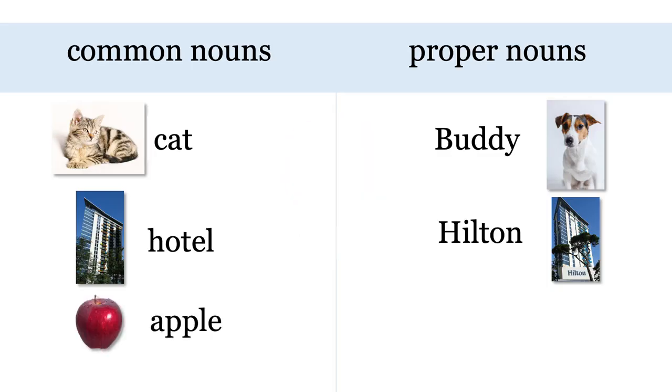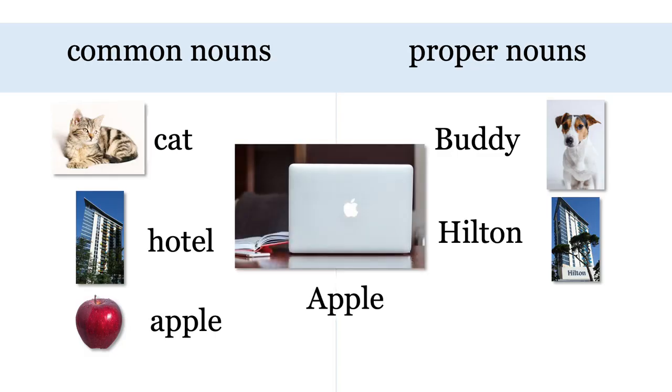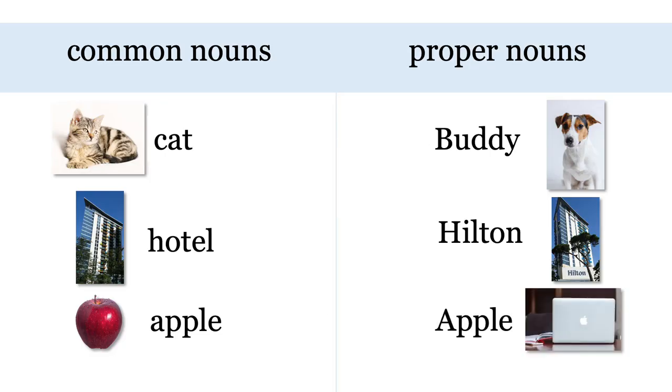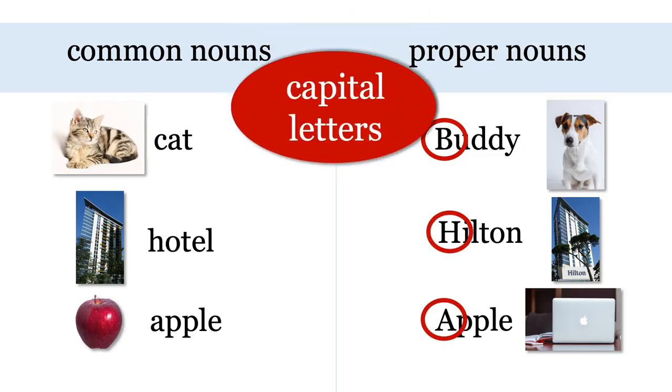Apple. The word apple is a common noun. So this is a different kind of apple, right? This apple is a brand name, so it is a proper noun. Look at the proper nouns here. Notice the capital letters. We use a capital letter to show proper nouns, that is, the names of nouns.